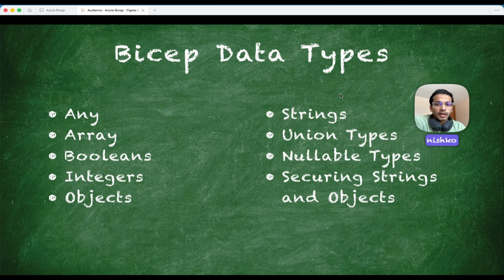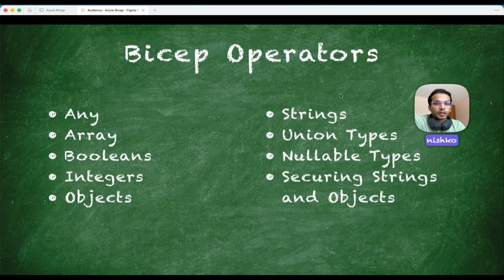There are any, array, boolean, integer, object, strings, union types, nullable types, secure strings, and all those things. We have already covered what these mean, and some of these things are common in other programming languages as well. Then we have another Bicep operator, which we are probably going to cover today, or maybe something else, but that's what we have covered so far.